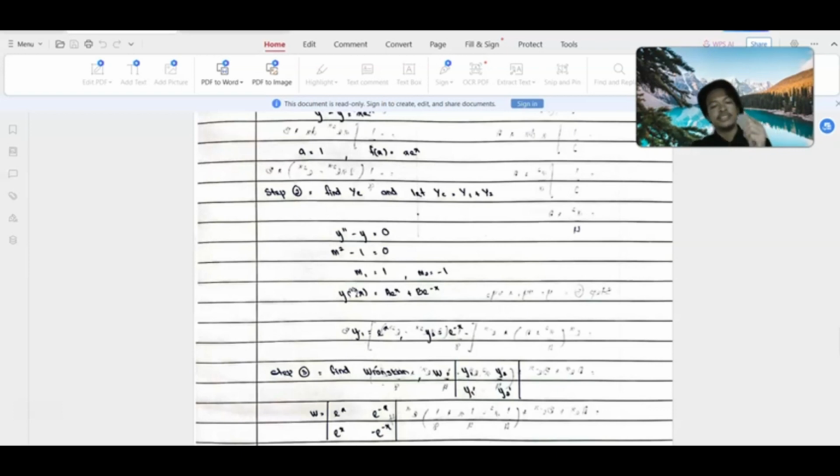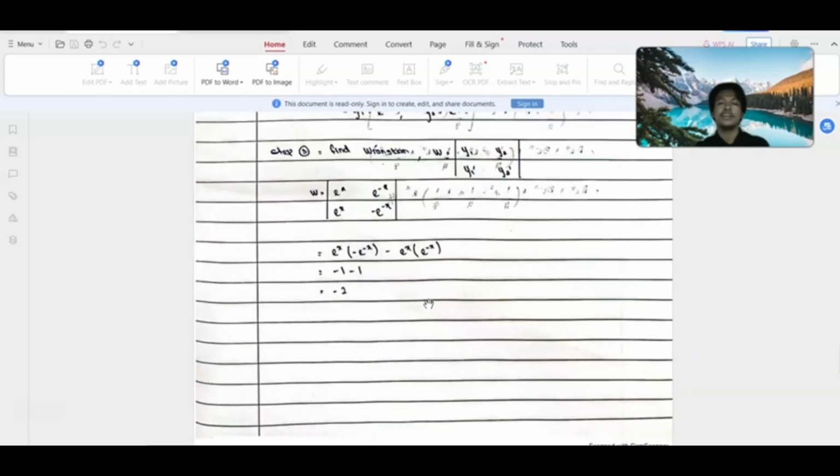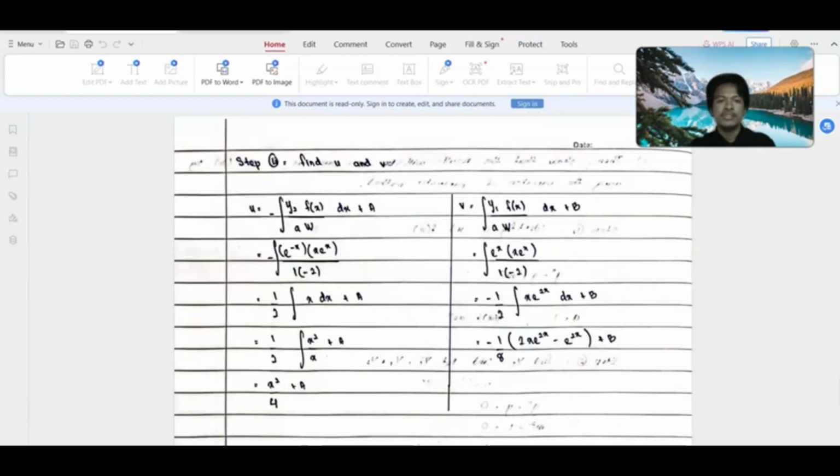Next step is step 3, find W. Answer of W is negative 2. Step 4, we need to find u and v. Answer for u is x power of 2 over 4 plus a. And answer for v is negative 1 over 8, 2x e power of 2x minus e power of 2x plus b.